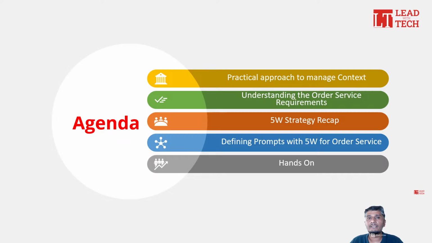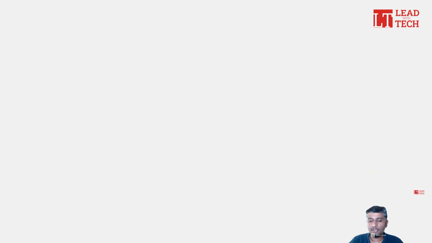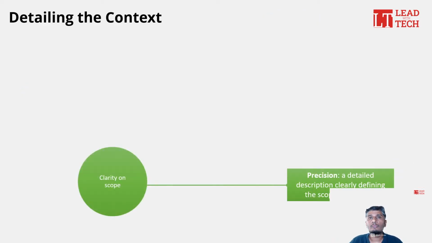Once we have all these details ready, we're going to go hands-on and implement basic APIs for order management, which will help you understand various ways of applying 5W as well as generating the code, where we will see that the majority of the code is accepted and used in a project. So the first step is how do you manage the context, right?